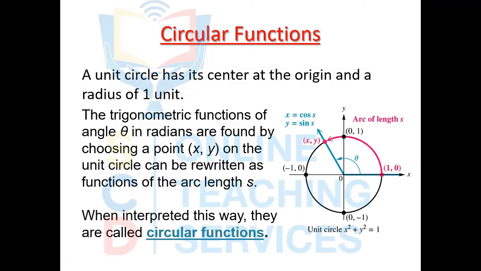Yes. Okay, so when interpreted this way, they are called circular functions. Do you want to take a screenshot? Yes, sir. Done. Thank you.